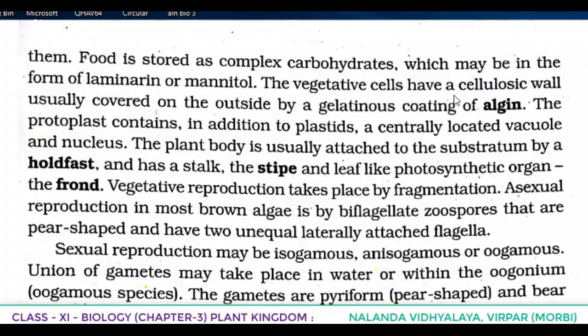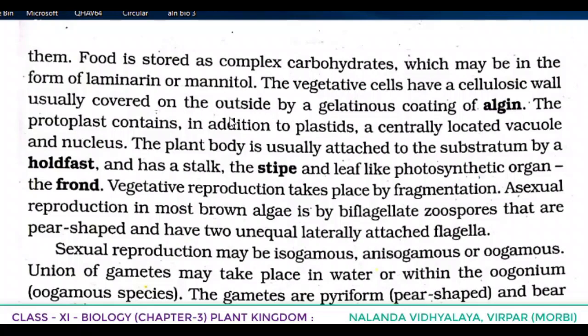The vegetative cells have a cellulosic wall usually covered on the outside by a gelatinous coating of algin. Do you have any idea regarding algin? Yes, in the first lecture we discussed that, when we were telling about the uses of algae. What's the importance of algin? Water holding capacity. Once again, the vegetative cells have a cellulosic wall usually covered on the outside by a gelatinous coating of algin.